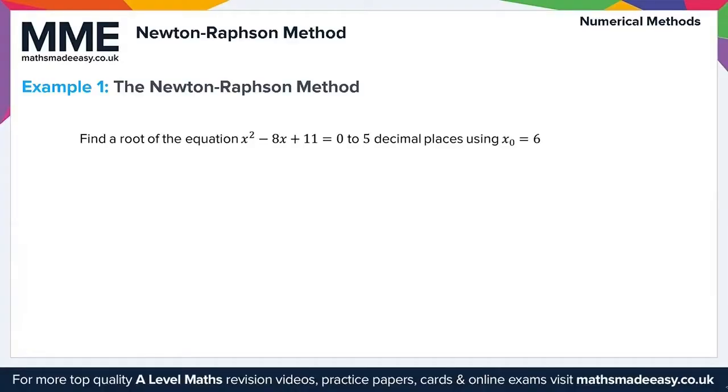Let's take a look now at example 1 on the Newton-Raphson method. We just simply have to find a root of the equation for this given quadratic to 5 decimal places using this starting value.